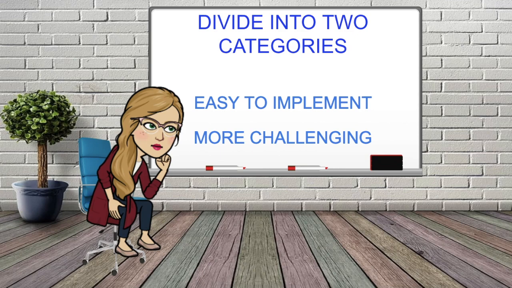Once you're done with that, you're going to divide all of those ideas into 2 categories. You're going to have to decide, is it easy to implement or is it more challenging? And I'm going to suggest to you that if there's ones that are kind of on the fence, you're going to just have to decide. And do it sort of quickly.